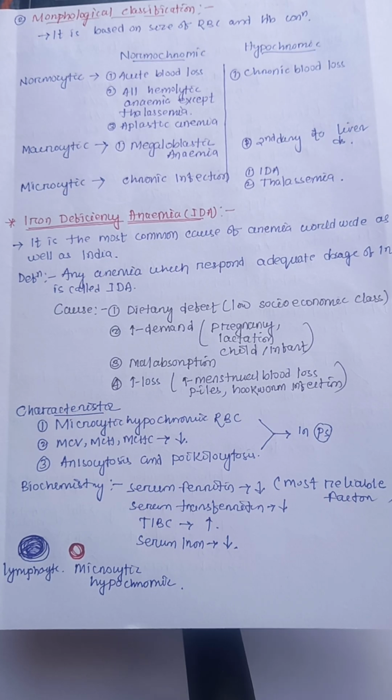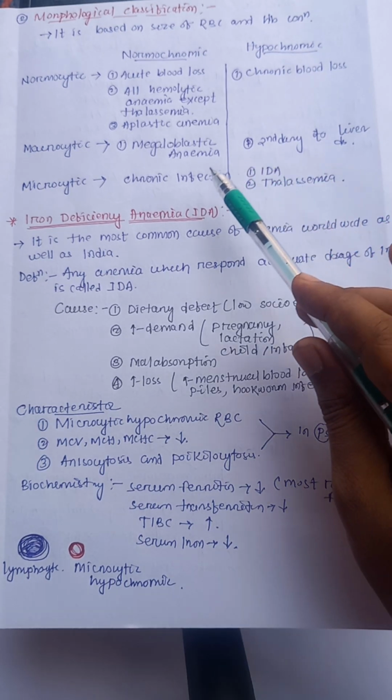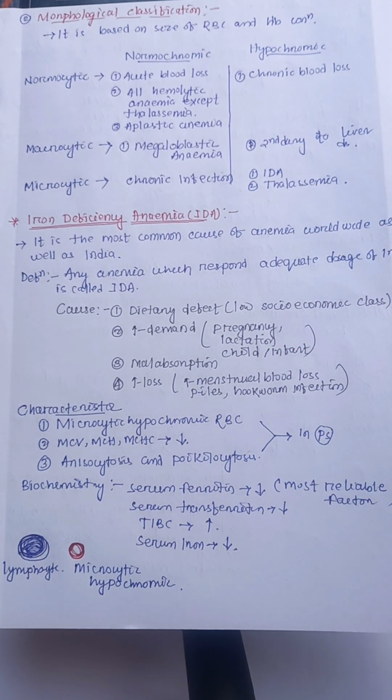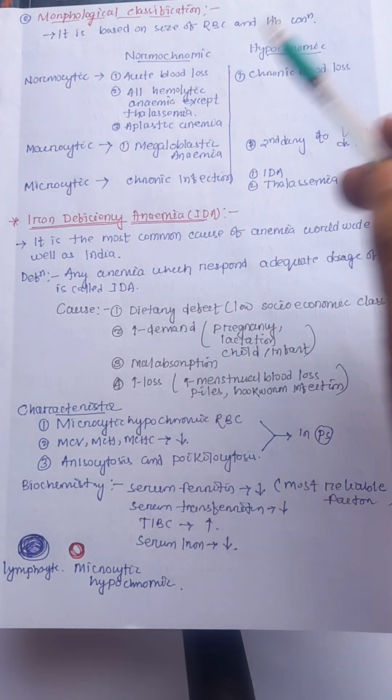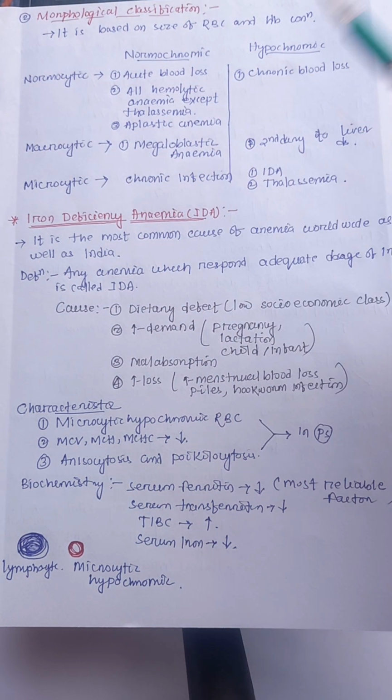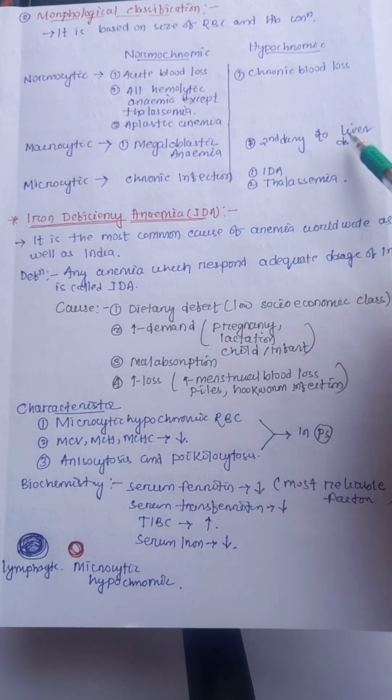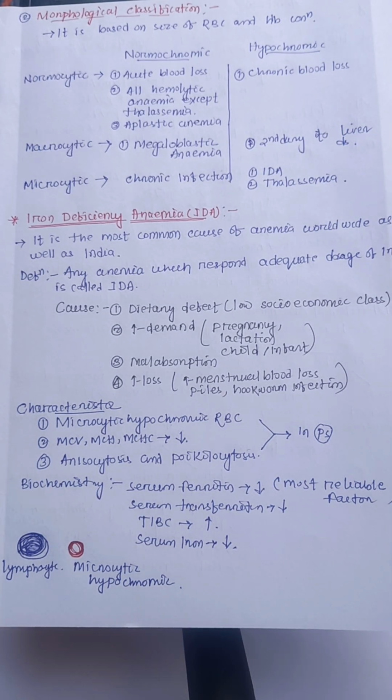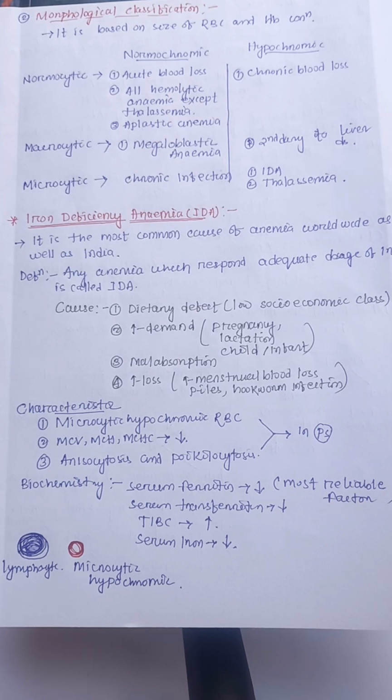So you should memorize that in microcytic anemia there are four. One is iron deficiency anemia, thalassemia, anemia of chronic diseases, and also another one is sideroblastic anemia. This comes under the category of microcytic anemia. Okay, so the macrocytic anemia is macrocytic normochromic, that is megaloblastic anemia, and there is a secondary cause, liver disease. You should remember this. This you should know.